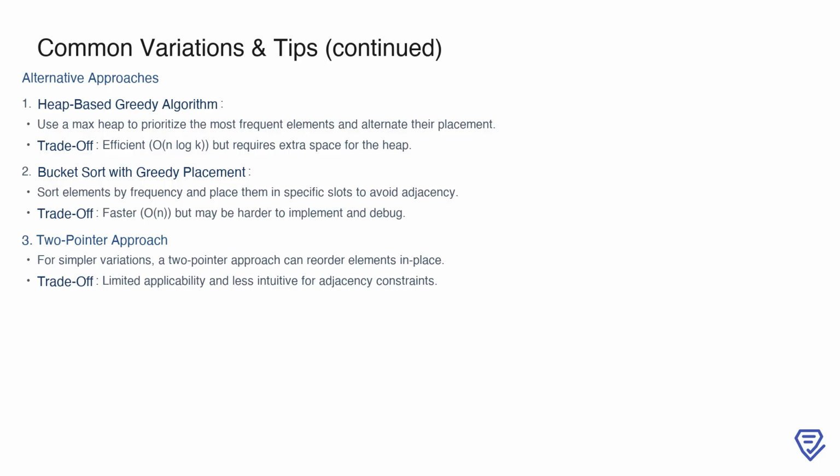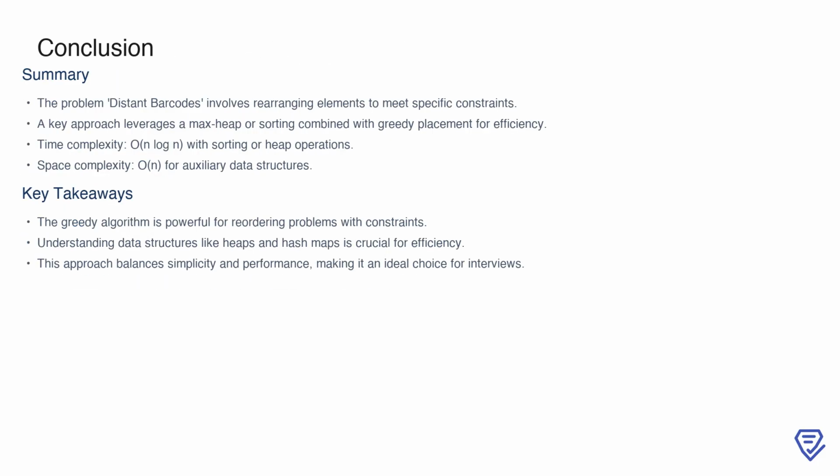This method is even faster, with a time complexity of O(n), but it can be harder to implement and debug. Finally, a two-pointer approach can be used for simpler variations of the problem. This method allows for in-place reordering of elements, but it's less intuitive and has limited applicability when adjacency constraints are more complex. Each of these techniques has its strengths and weaknesses, so the choice depends on the specific requirements of the problem. Great job making it to the end.